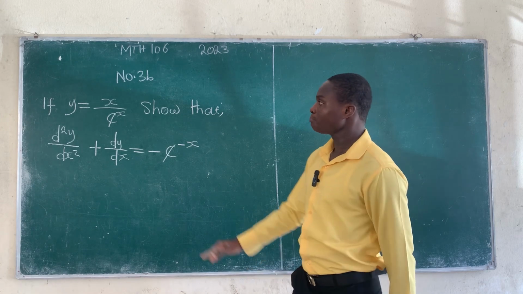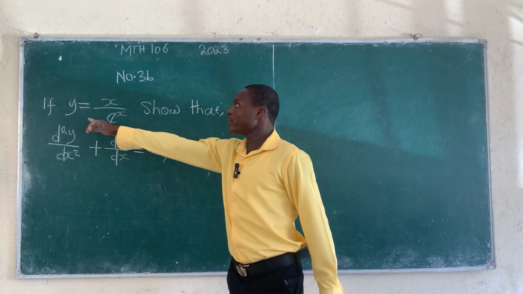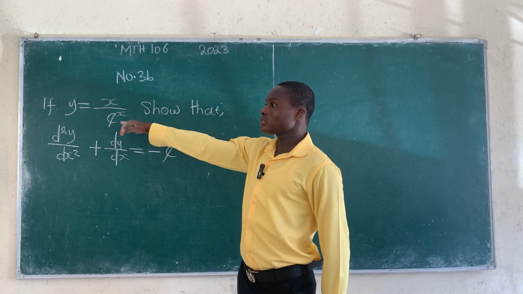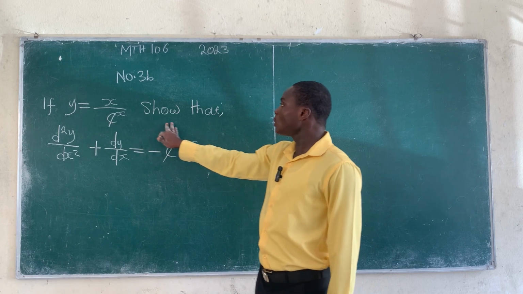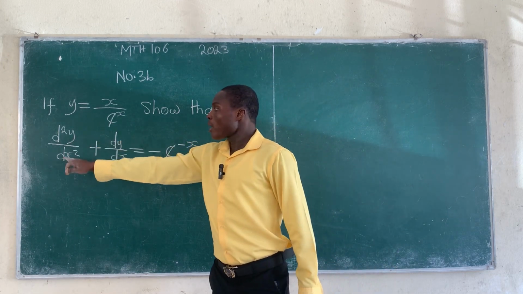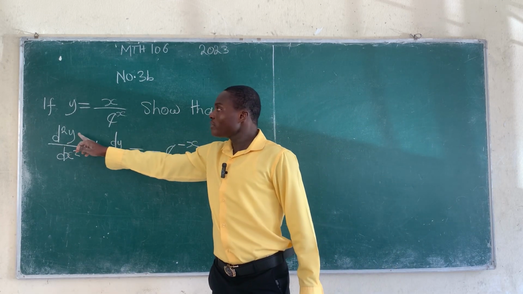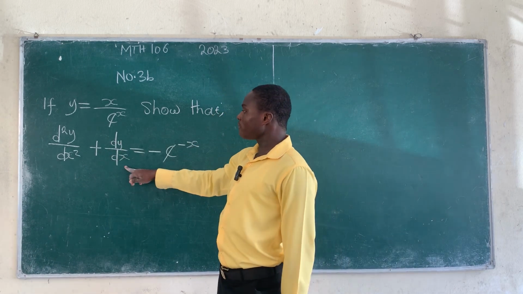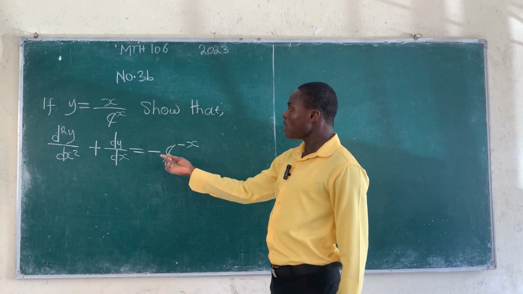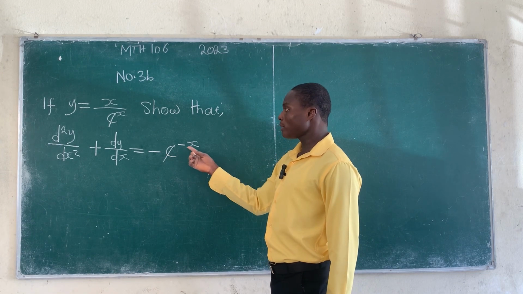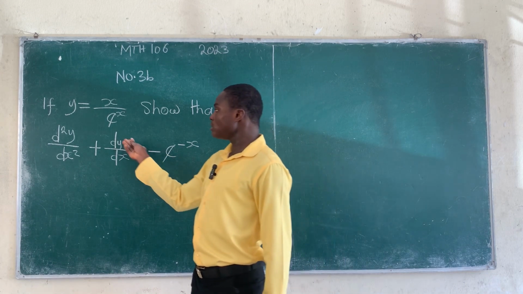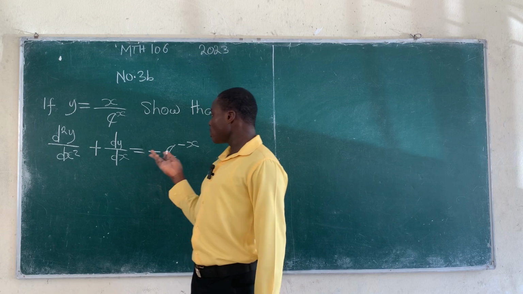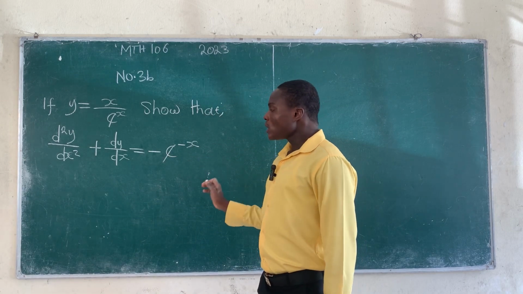Question number 3b. The question says, if y is equal to x over exponential x, show that the second derivative of y with respect to x, d squared y over dx squared, plus dy/dx, which is the first derivative, is equal to minus exponential minus x. So we have to show that the sum of these two is equal to this. So let's start.